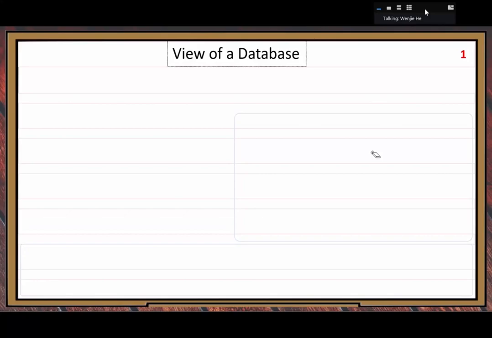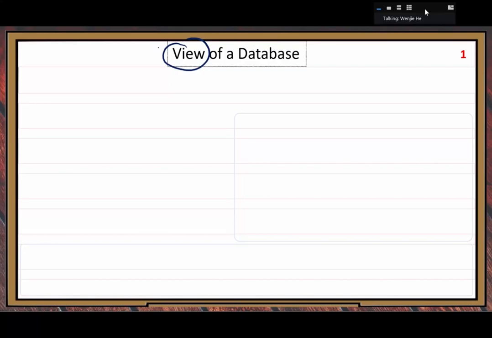View of a database here, this view concept. In our database context, this view has a special meaning, different from our general understanding of the word view. In this concept, it refers to a special object. So what's that special object? It is related to table. You know the table concept, right? A table is used to store data. So this view is closely related to the table concept.